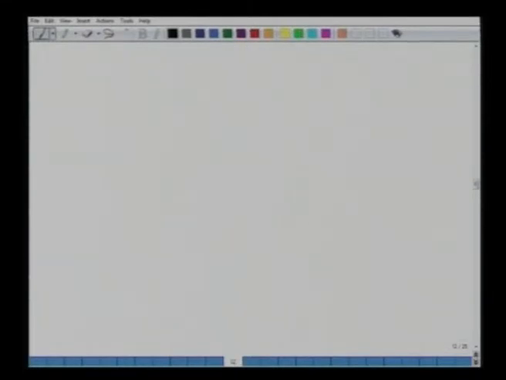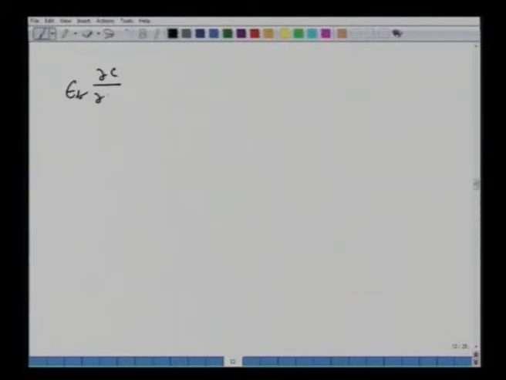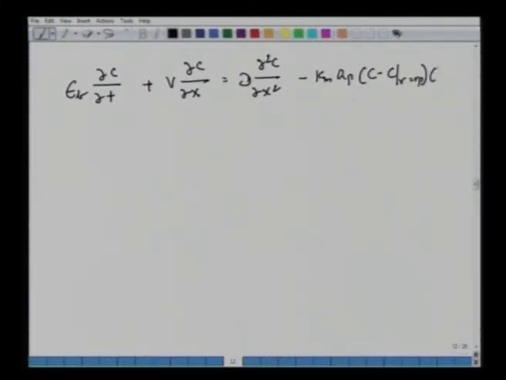So we can now write this full equation as epsilon b del c by del t plus v del c by del x equal to d del square c over del x square minus km ap (c minus c at r equal to rp) multiplied by 1 minus epsilon b.